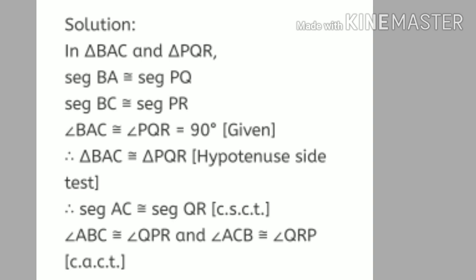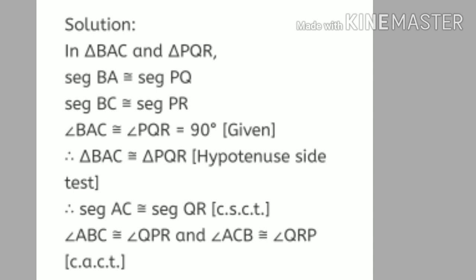Let's start the solution. In triangle BAC and triangle PQR, first of all write the name of the triangle. Then observe the identical marks and write the congruent parts. Segment BA congruent to segment PQ. Segment BC is congruent to segment PR is given to you. And angle BAC is congruent to angle PQR. They are the 90 degrees given to you. So therefore triangle BAC is congruent to triangle PQR by hypotenuse side test.